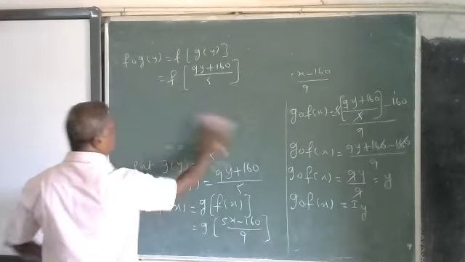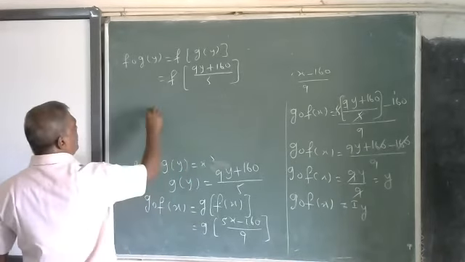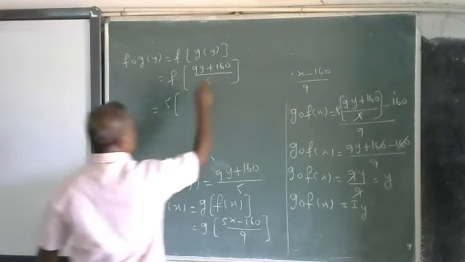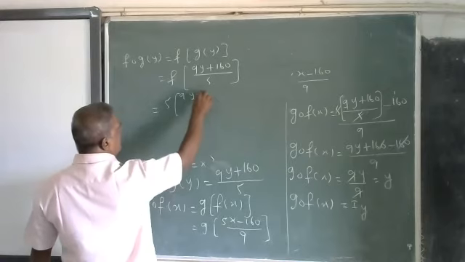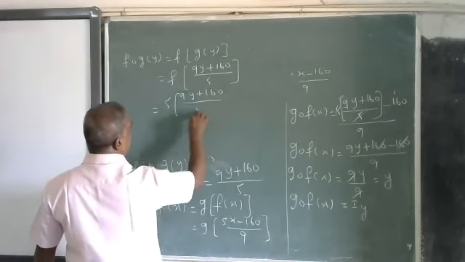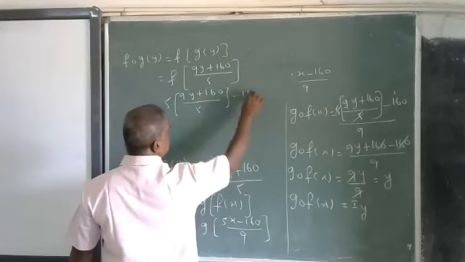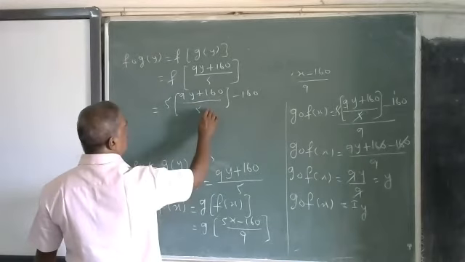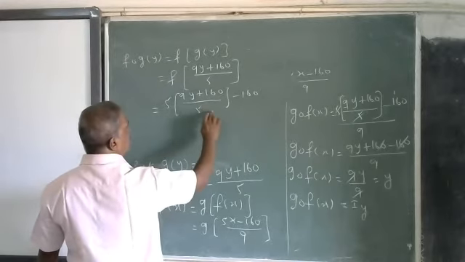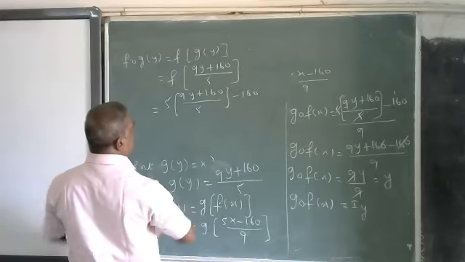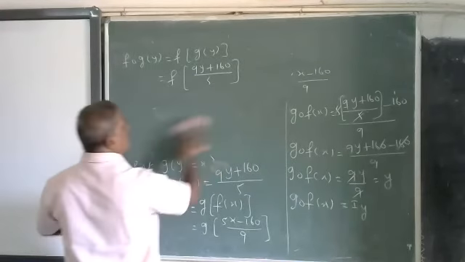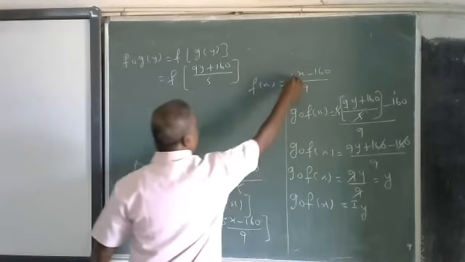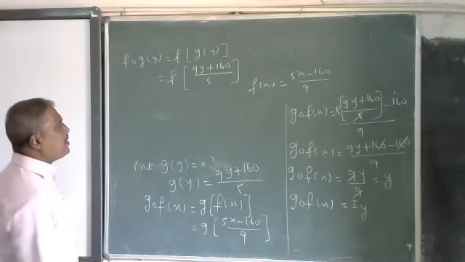Then f of x. f of x equals 5 into ((9y plus 160) divided by 5) minus 160. f of x is (5x minus 160) by 9.